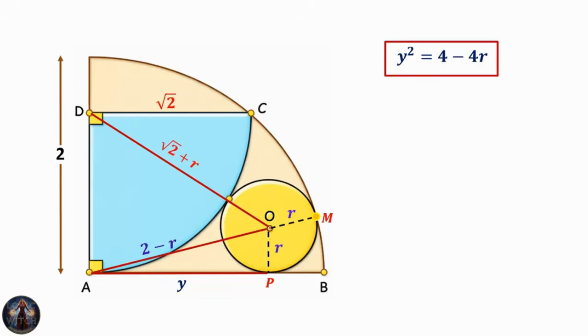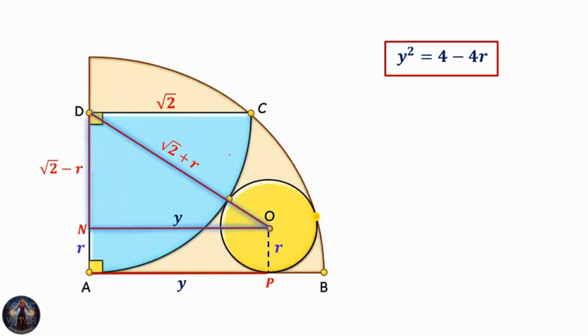Now let's draw a line passing through the center of the circle O parallel to this line AP. So we'll get ON, which is parallel to AP, and therefore ON is also going to be y. Now if this OP is r, therefore this AN is also going to be r. Now see this AD. This AD is nothing but the radius of the blue quadrant, which is root 2. So we can see that DN is going to be root 2 minus r.